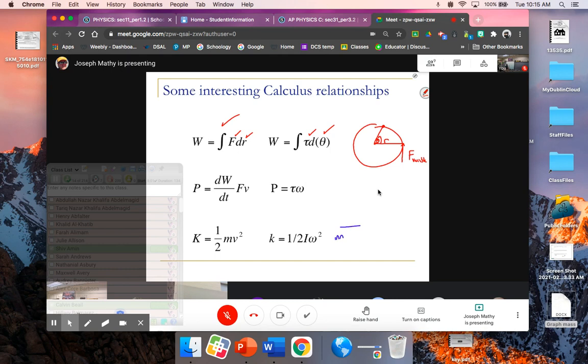Power is work divided by time. Or it's force times velocity. It's both of those things. Well, power could also be torque times omega, because this is like a force, and this is like a velocity. And then, of course, kinetic energy equals this.